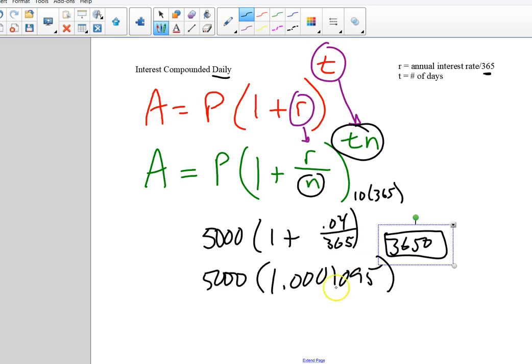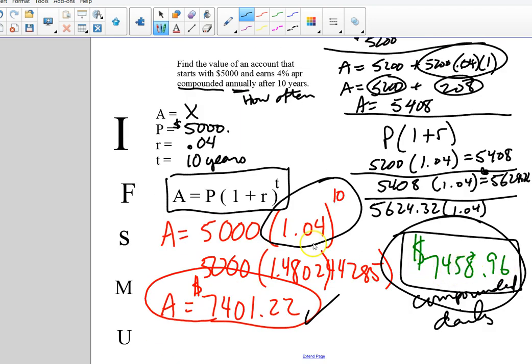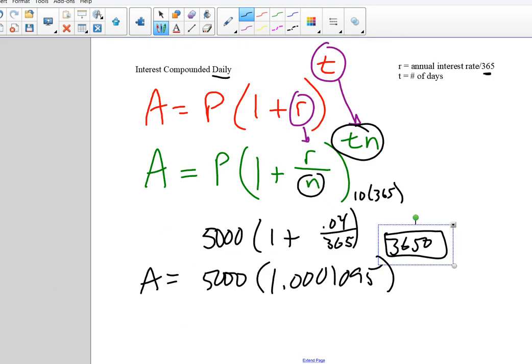So I want you, on your calculator, the way you'd have to do this is you have to take care of this part first, and then add 1 in the parentheses, and then raise that to the 3650 power, and then finally multiply by 5,000, and we would get this number in green here, this 7458.96 number. We're going to expand a little bit more of our discussion on this in class and do some examples. It is a little tricky because you haven't bought a house, you haven't bought a car yet, so you don't have the practical experience.